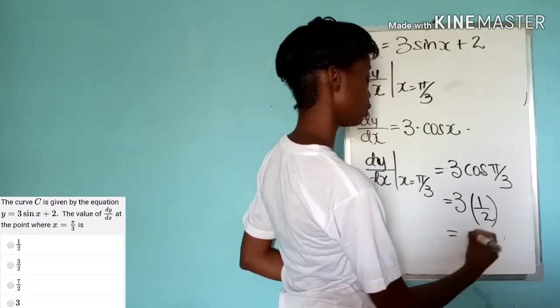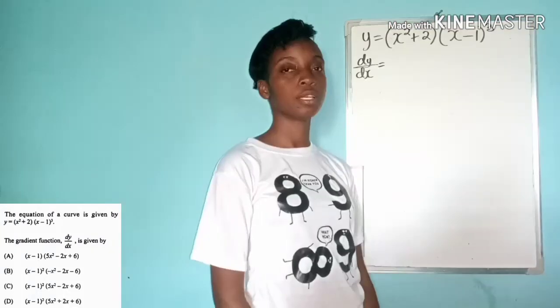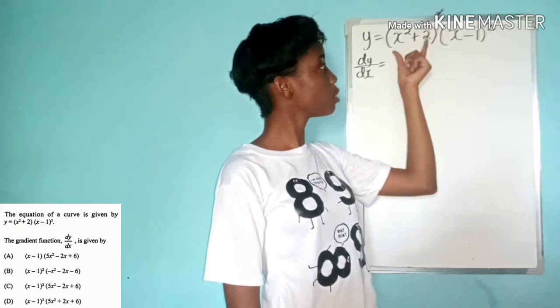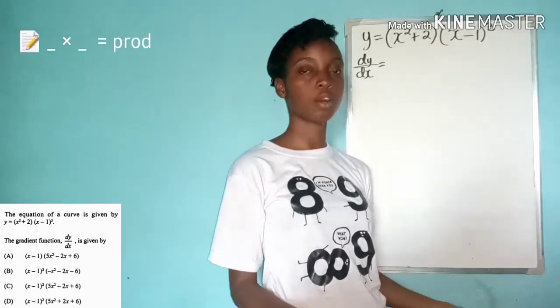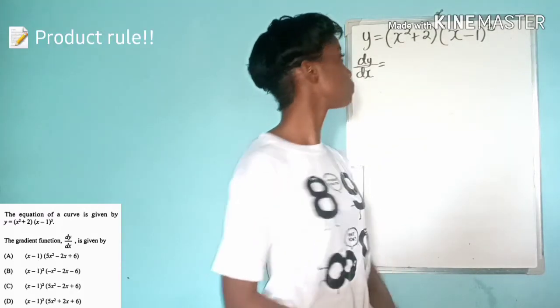3 times a half should give us 3 over 2. Now let's take a careful look at this question. We see one function being multiplied by another. If one function is being multiplied by another, then obviously we have a product. And for that, we have what is called the product rule.